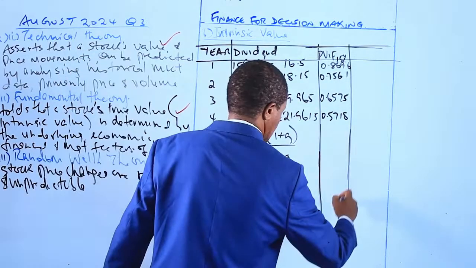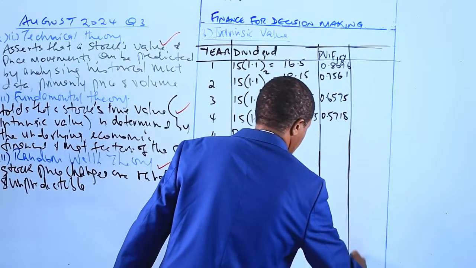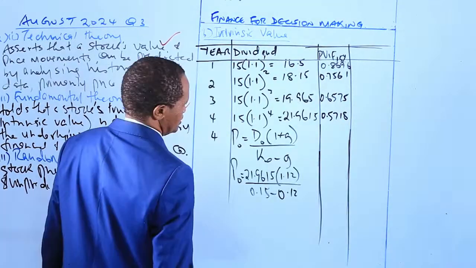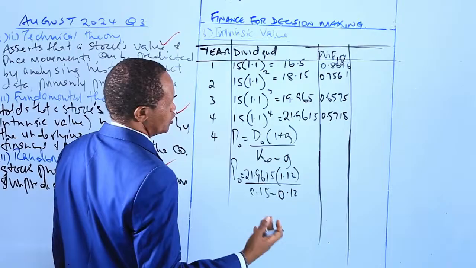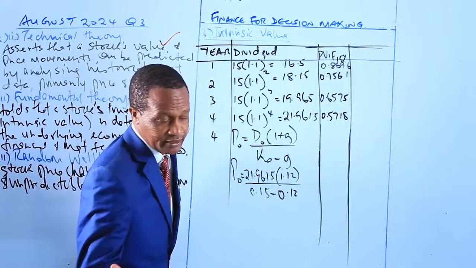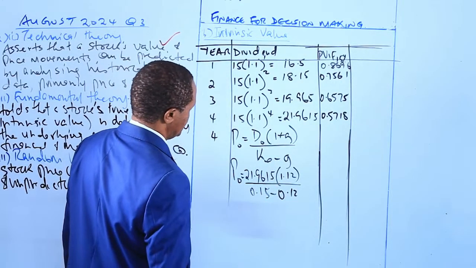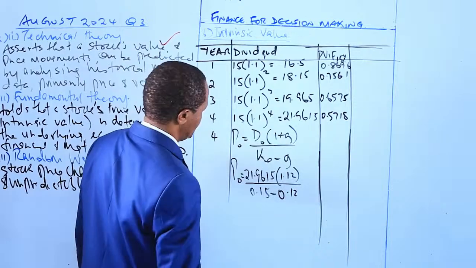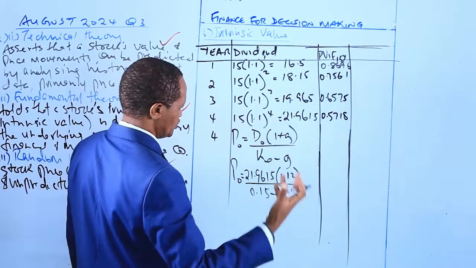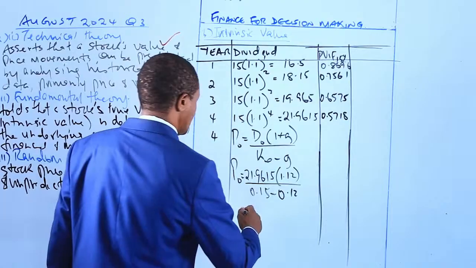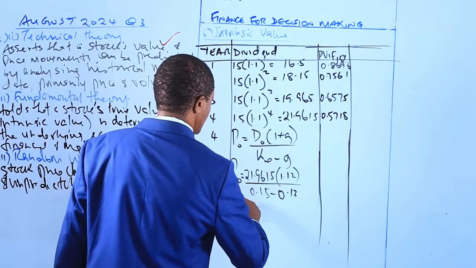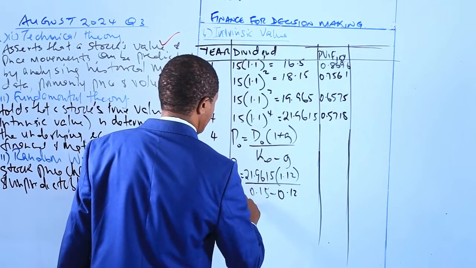Are you following, candidates? Yes. So there are two growth rates, 10% and 12%. The first 4 years, 10%. The last year, 12%. So that will give us the value of this dividend, P naught.